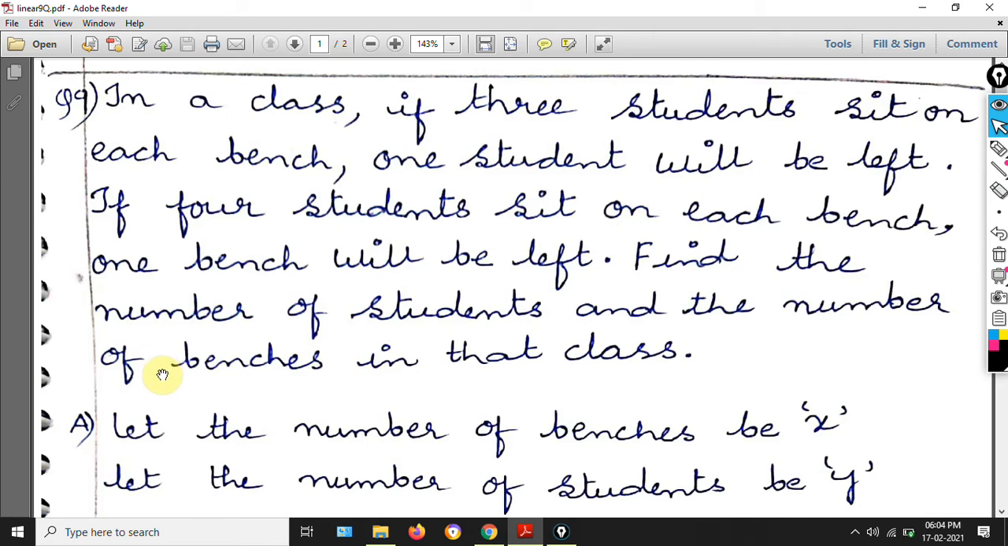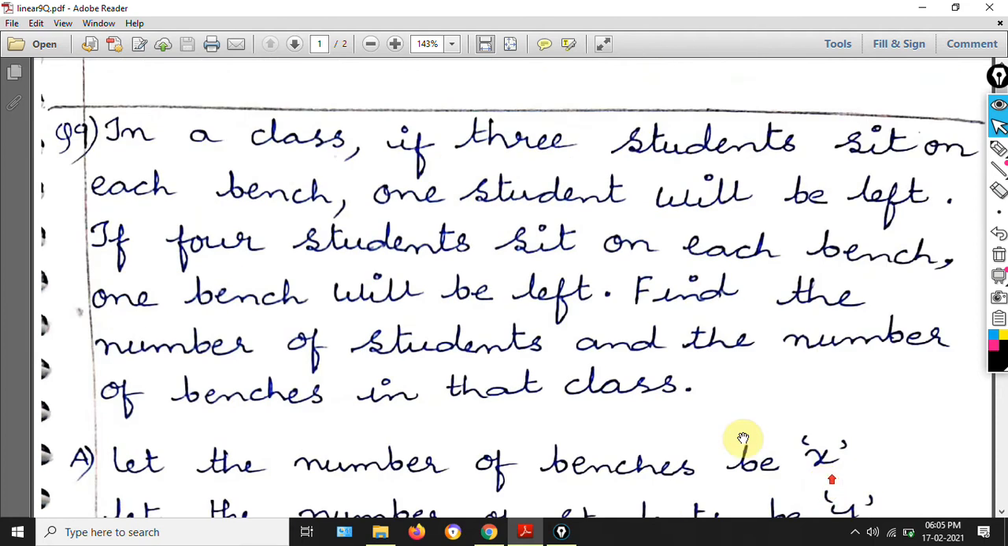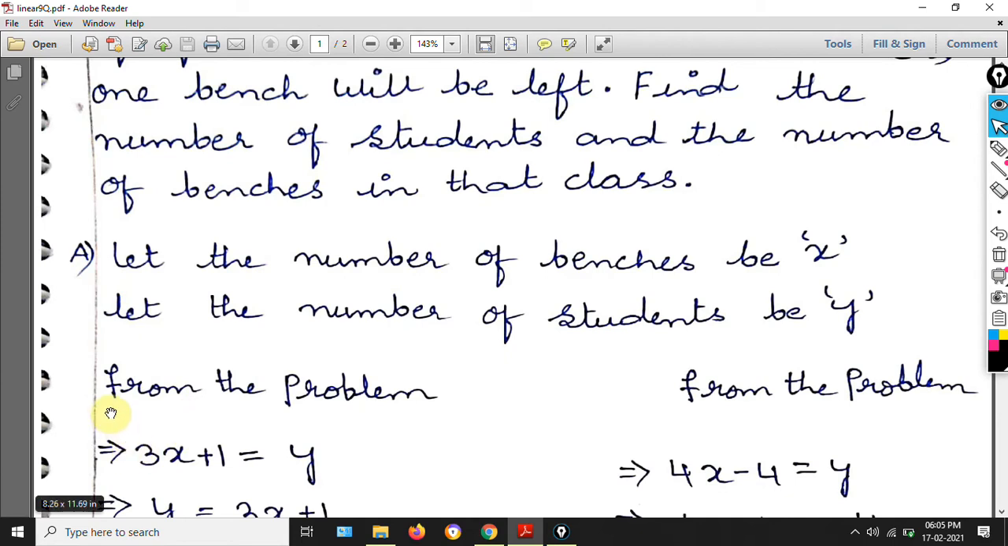Okay. So in the answer, we are assuming: let the number of benches be x, and let the number of students be y. We are assuming this. Now by using the above conditions, we will write one equation from the problem.